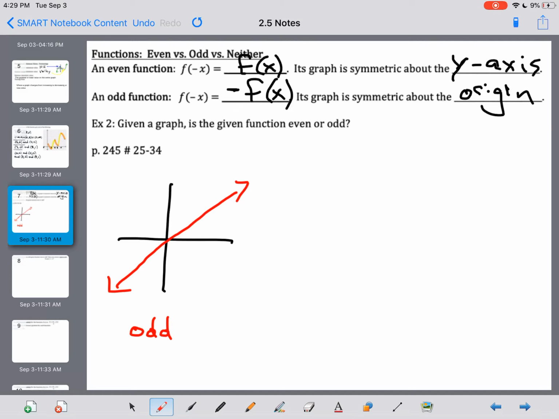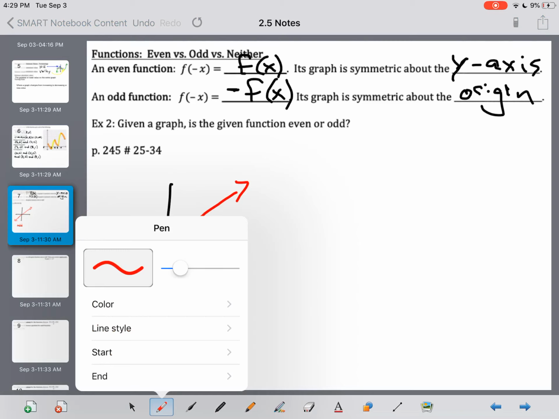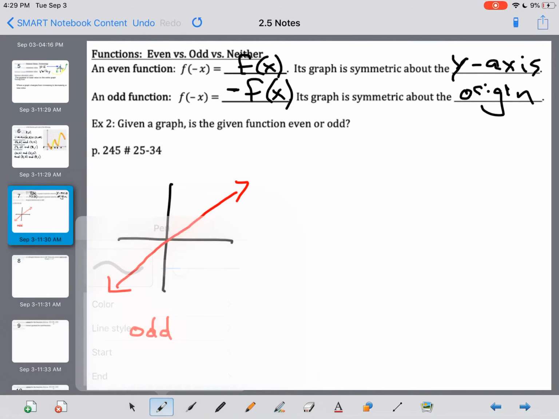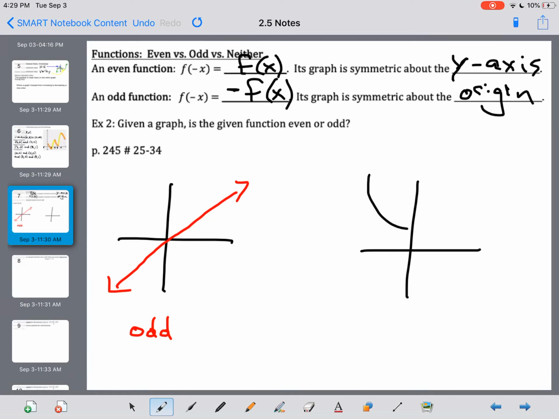All right, ones that maybe are a little bit easier to visualize are ones that are symmetric across the y-axis, right? So if I sketch something like that, right? That function would be even, okay? That is symmetric across the y-axis.